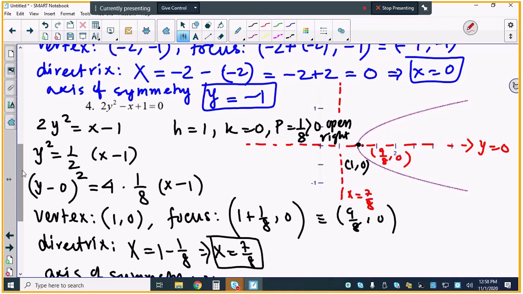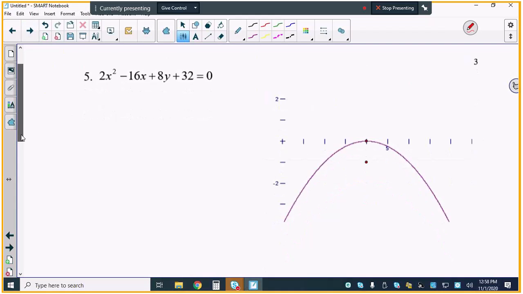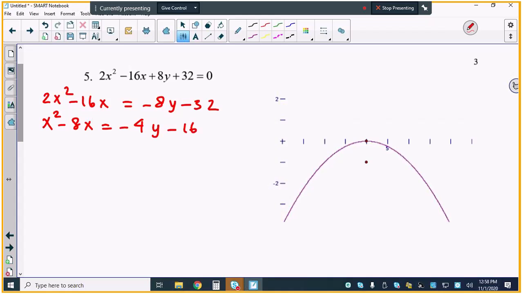All right. So let's carry on again, and this time we have 2x squared minus 16x plus 8y plus 32. Now remember, x is squared, so axis of symmetry is vertical. So again, I write it as 2x squared minus 16x equal to minus 8y minus 32, and I did it because I wanted to separate the x and y term. Then the next step is getting rid of the coefficient 2, so I will divide both sides by 2. So x squared minus 8x equal to negative 4y minus 16.